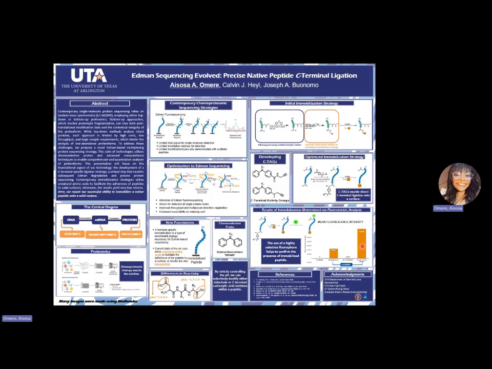And so with this, we hope to continue to develop more chemoselective probes and eventually be able to sequence entire peptides and eventually proteins so that we can better understand proteins and disease-specific proteoforms.